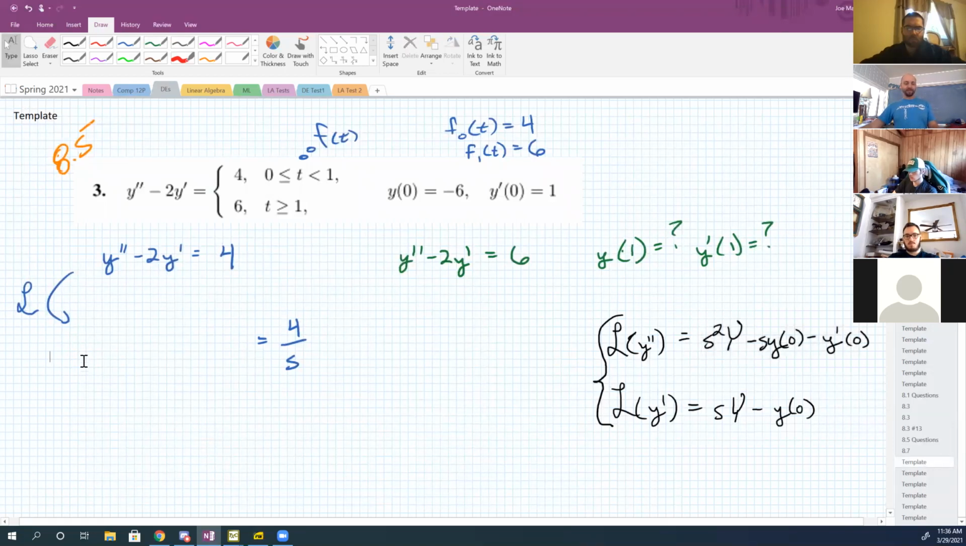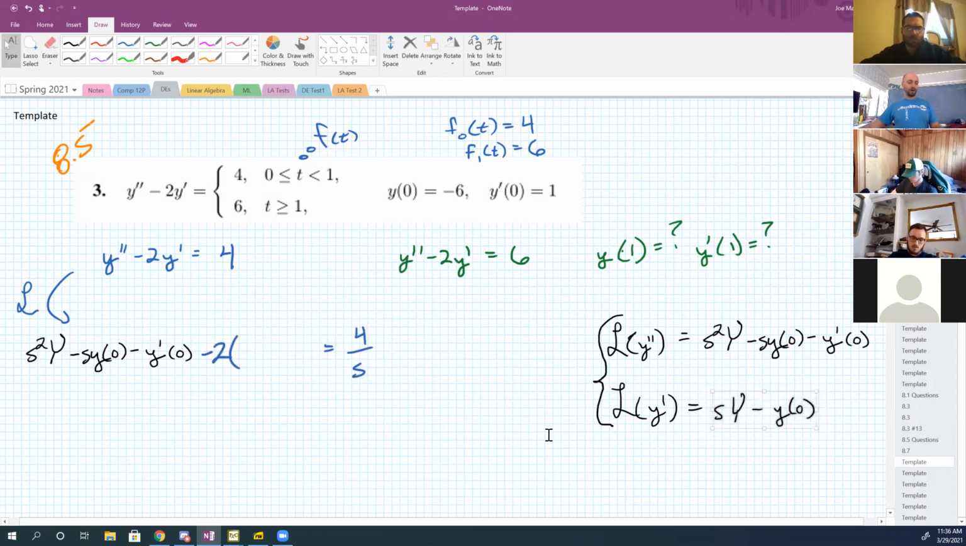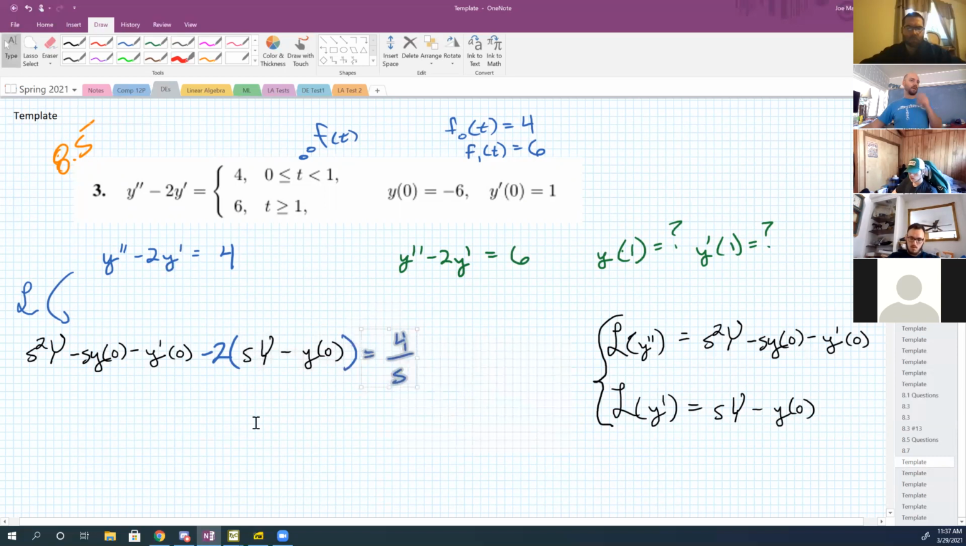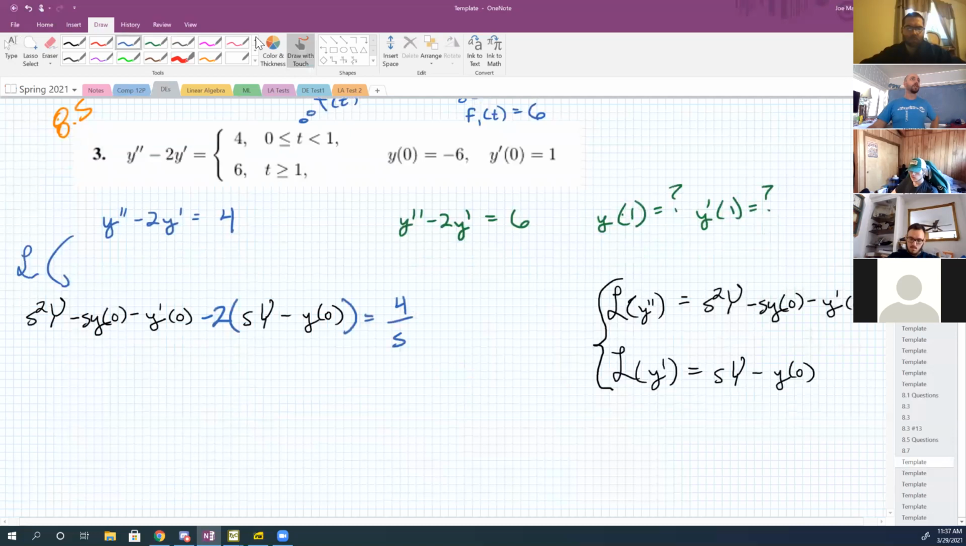Cool. All right, so I have got my Laplace transform of y double prime. I need to be subtracting twice, and I need the Laplace transform of y prime here. So we're just going to drop that in. Oops. Okay. All right, so we've dropped some stuff in. Now we need to drop in some initial conditions.